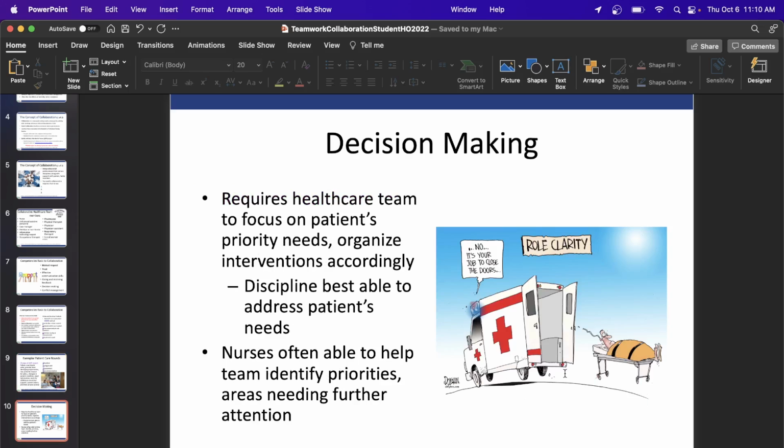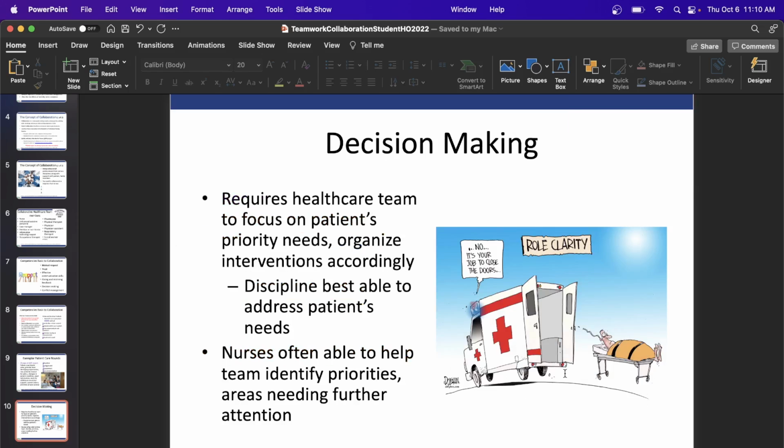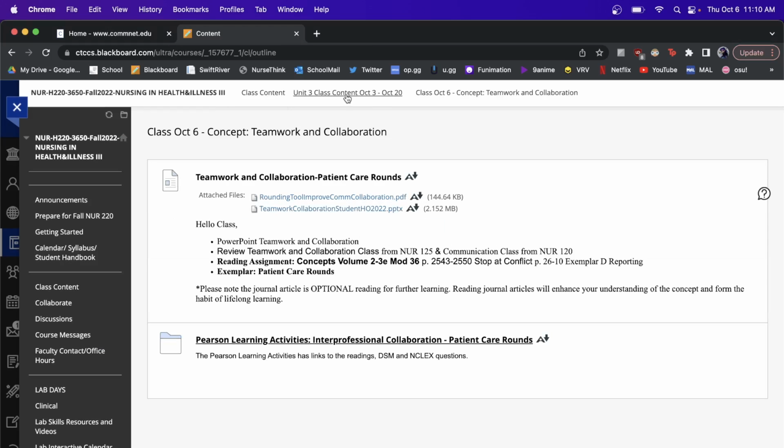In terms of decision making, we have to determine which discipline is best able to address a patient's needs. And so again, as we said earlier, if it's a nutritional need, it's a registered dietitian. If it's a psychosocial need, it's either your case manager or your social worker. I wouldn't be able to help somebody find housing or a shelter, get a bed in a shelter. I mean, that's beyond our scope, right? As nurses, we don't do that. That's not our wheelhouse. Nurses are often able to help the team identify priorities because, again, we're with the patient the most.